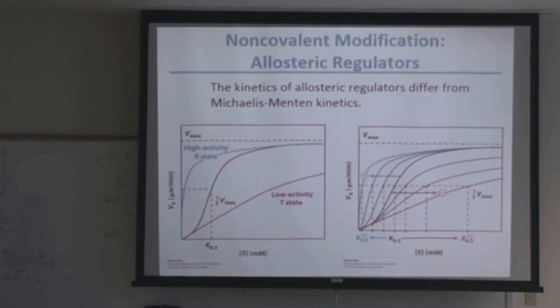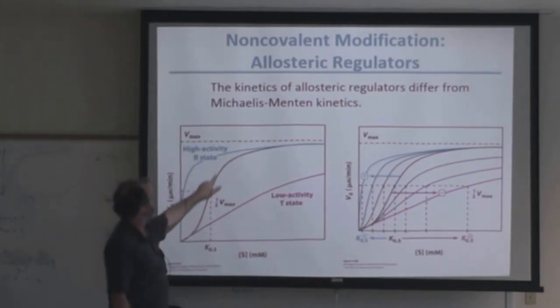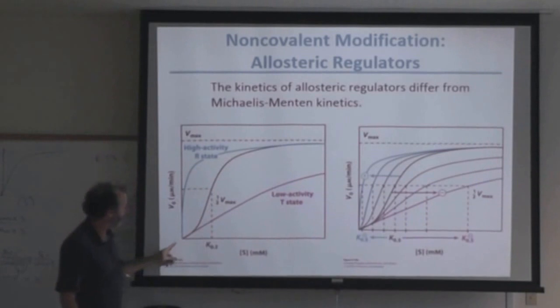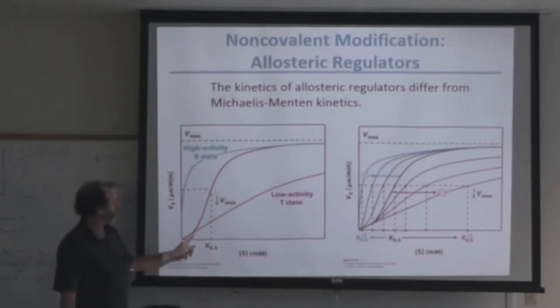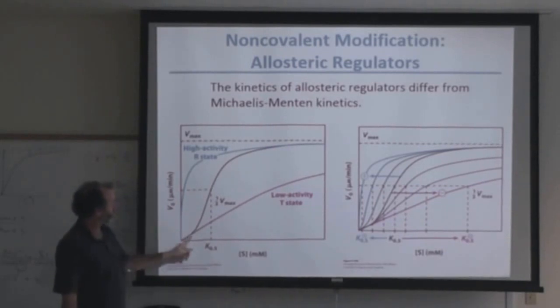Positive cooperativity, right? So when you see a sigmoidal shape, it's positive cooperativity. As you increase the concentration of substrate, the activity is going up, so your affinity for that substrate is increasing like that.